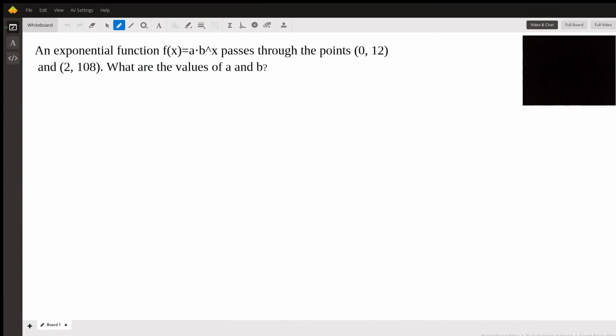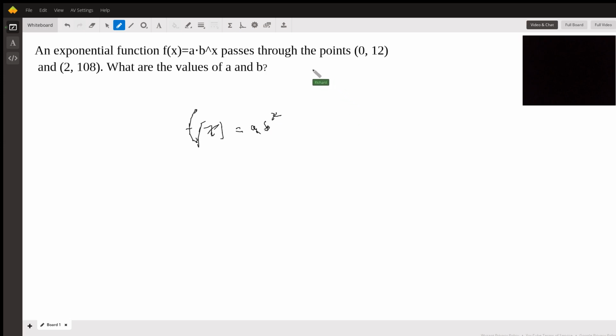This question happens to be a classic when you're first getting started in exponential growth or decay, and the general form of the function is f of x equals a b to the x power.